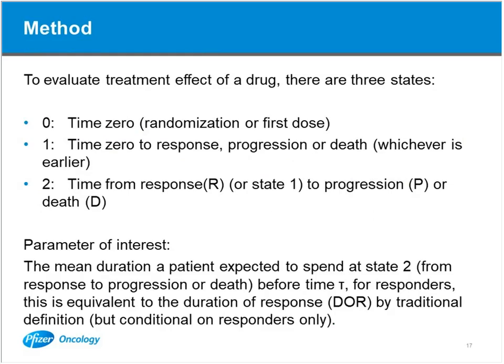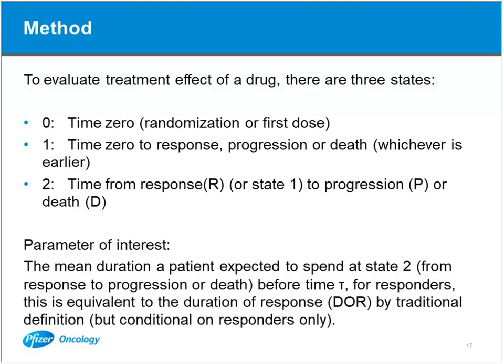The concept is actually very simple and intuitive by looking at 3 events of interest: response, progression, or death. In order to evaluate treatment effect of a drug, there are 3 states. State 0, which is time 0, the date of randomization of first dose. State 1, time 0 to response, progression, or death, whichever is earlier. And state 2, the time from response of state 1 to progression or death.